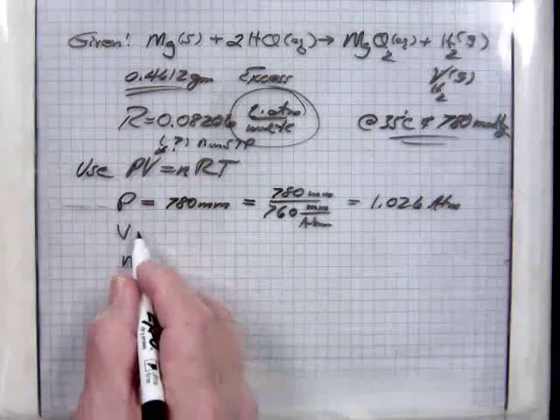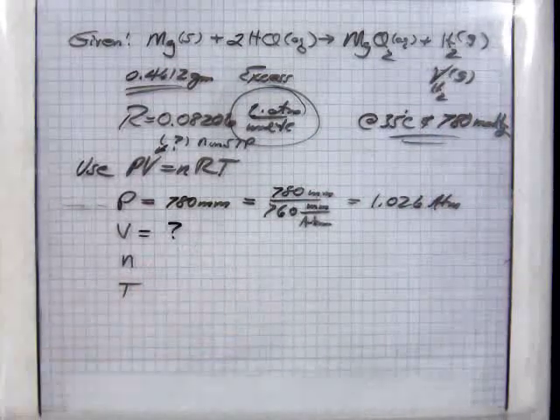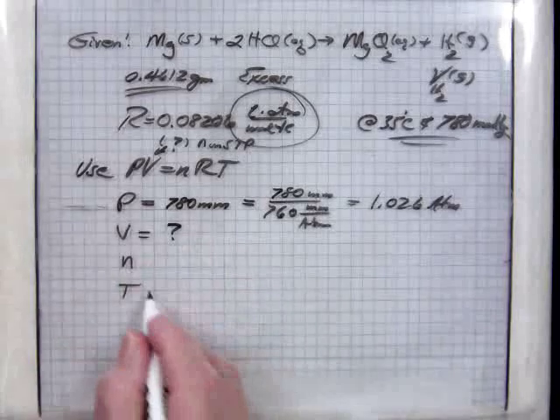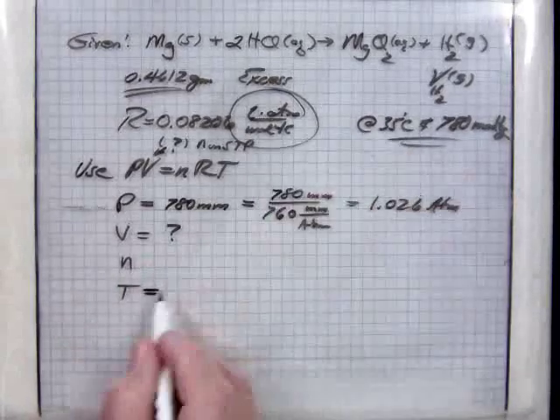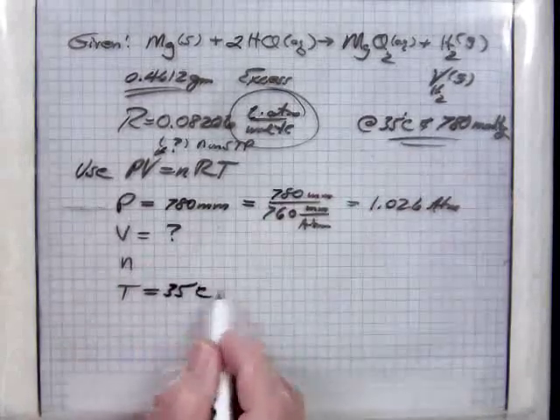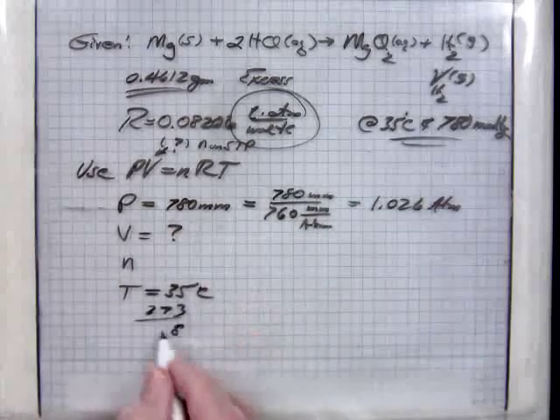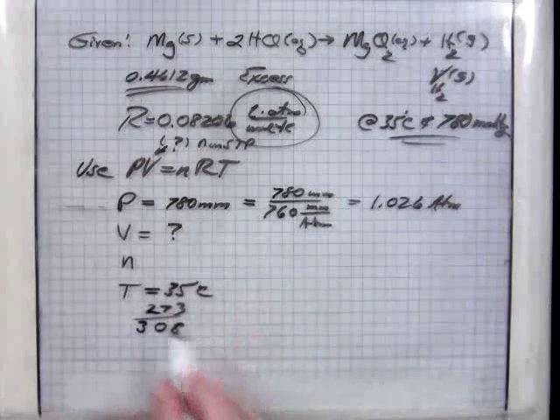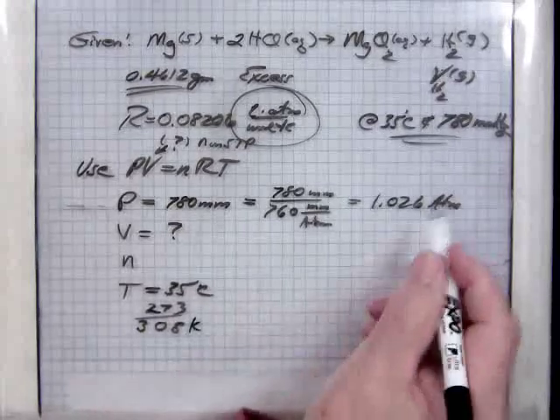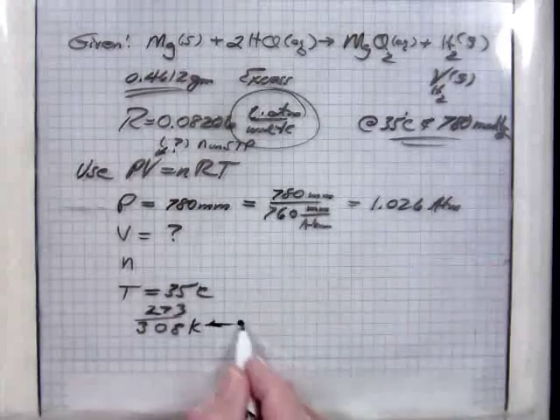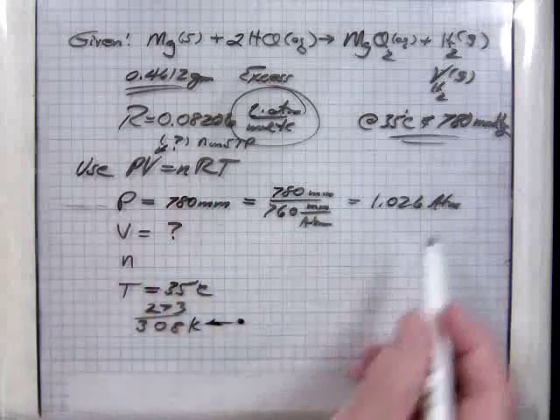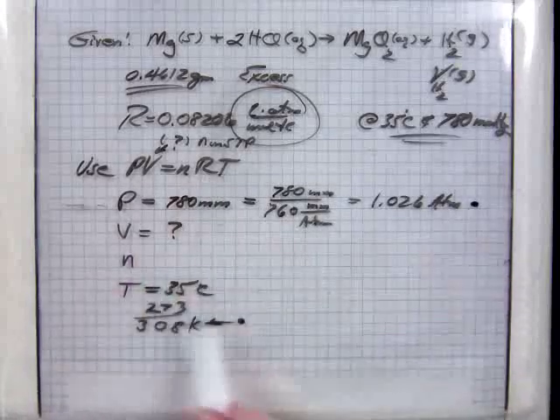The volume that we're looking for is, of course, your unknown. The temperature is 35 degrees. We'll do that one first. 35 degrees Celsius plus 273 is 308 Kelvin. So we want this number in the PV equals nRT.